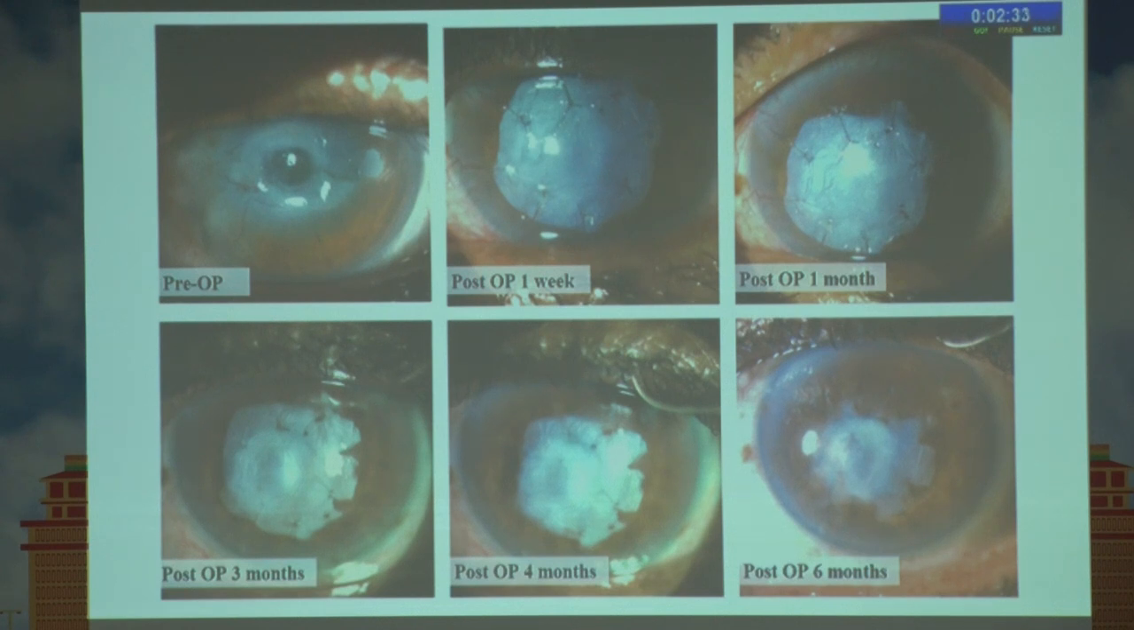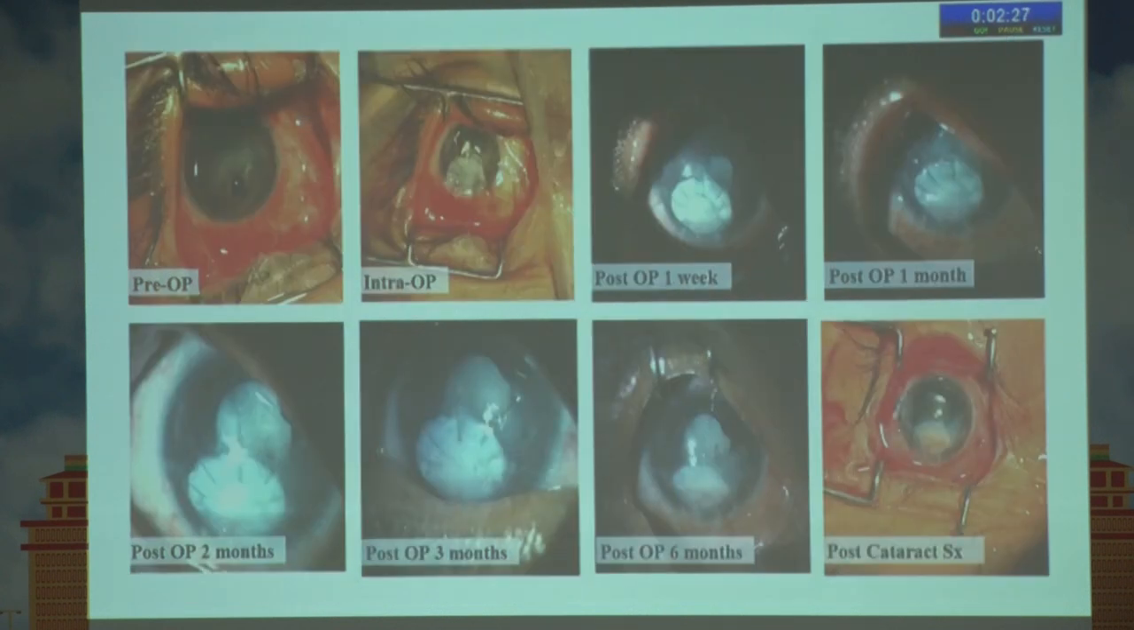After post-op 6 months, you can see there is no vascularization, inflammation has decreased, and the graft-host integration is good. In this case, a patient came with trauma and a 3.5 millimeter perforation was there. This patient has also undergone umbilical cord patch grafting, and after that, this patient has also gone under cataract surgery, and the visual outcome was 6/24 unaided.